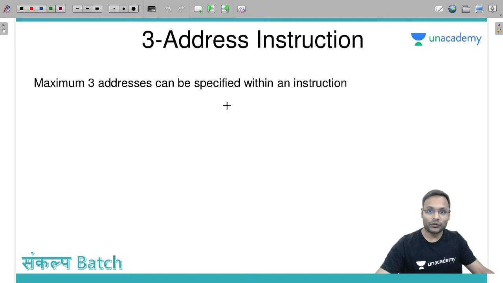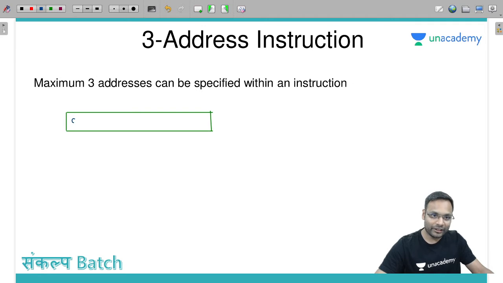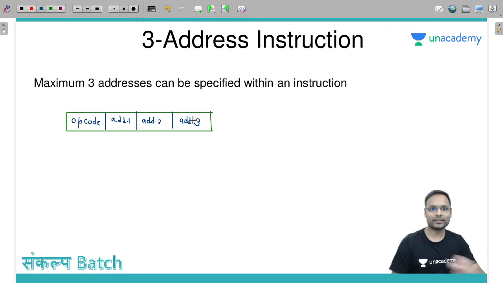Okay. Next, three address instruction. A three address instruction says that in the instruction, apart from opcode, the maximum number of addresses you can specify is 3. Means you will definitely have an opcode, and apart from that you will have 3 addresses: address number 1, address number 2 and address number 3.